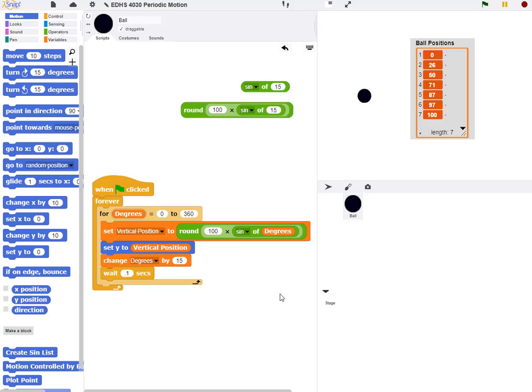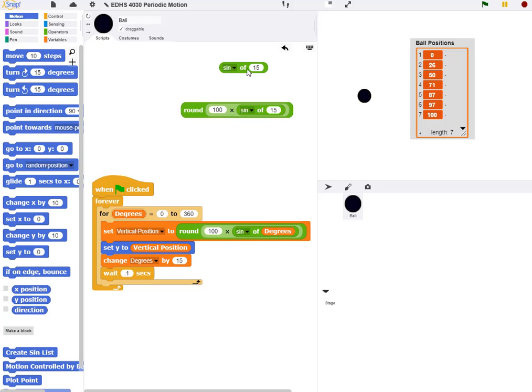In the previous video, we simulated the motion of a ball on a spring by moving it up and down through a series of numbers in a table: 0, 26, 50, and so on. It turns out that these numbers can be generated by the sine function, which is a trigonometric function in mathematics. So if I look at the sine of 15 degrees, that gives us 0.258.